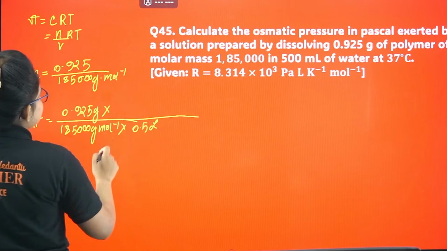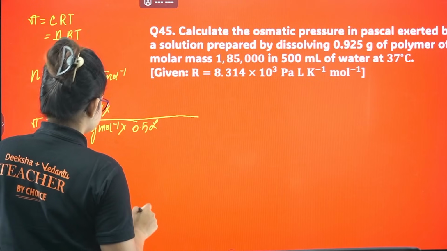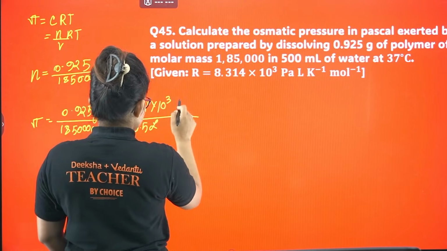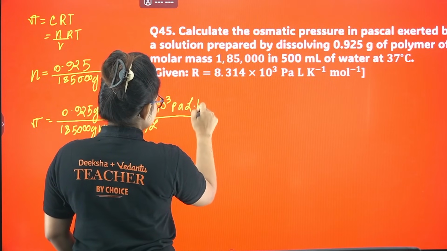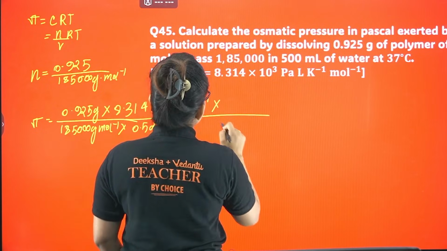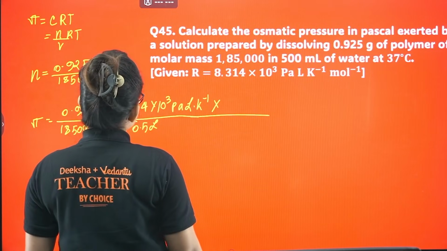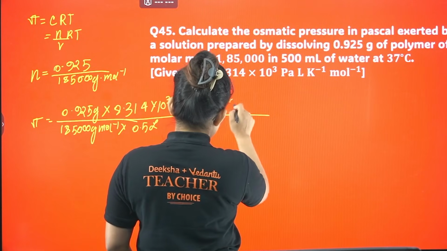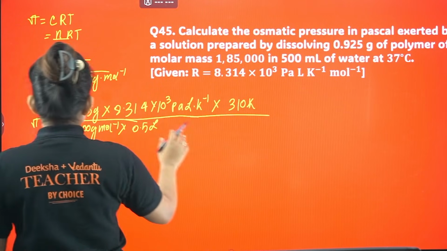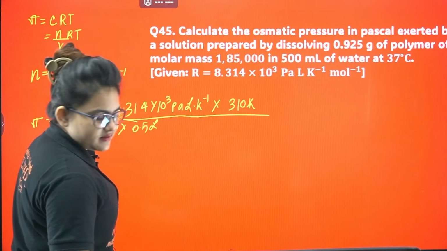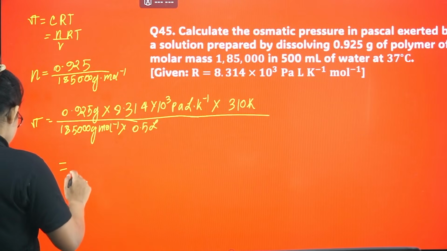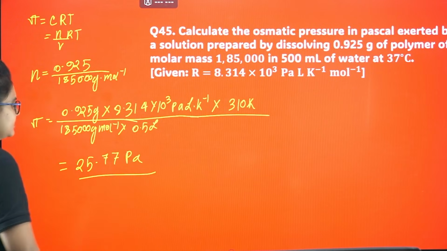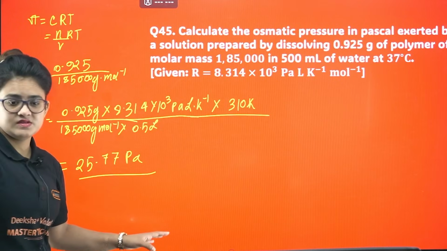Fine. Next, here we will put the value of R, that is 8.314 into 10 cube Pascal liter Kelvin inverse, into T, which is basically 37 degrees Celsius. We have to convert 37 degrees Celsius into Kelvin, so it will come up to be something like 310 Kelvin. Everything here will be cancelled out. If you calculate this, your answer will come up to be something like 25.77 Pascal. Okay, so this is the answer. I guess you understood this.